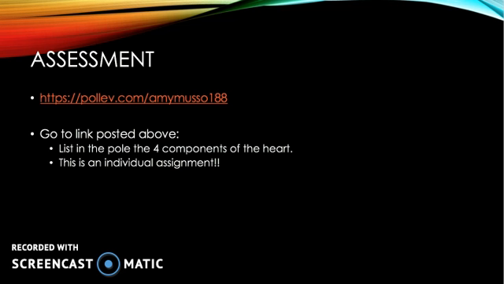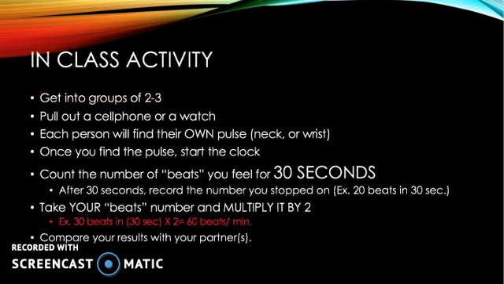Okay, now I'm going to briefly talk about your in-class activity really fast. I really want you to get a handle on how to check a heart rate and check your pulse. So I want you to get into groups of 2 to 3, depending.